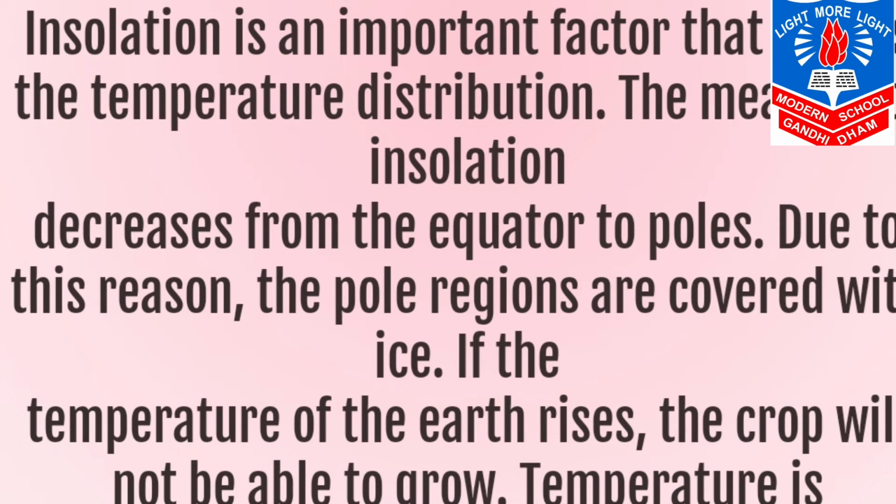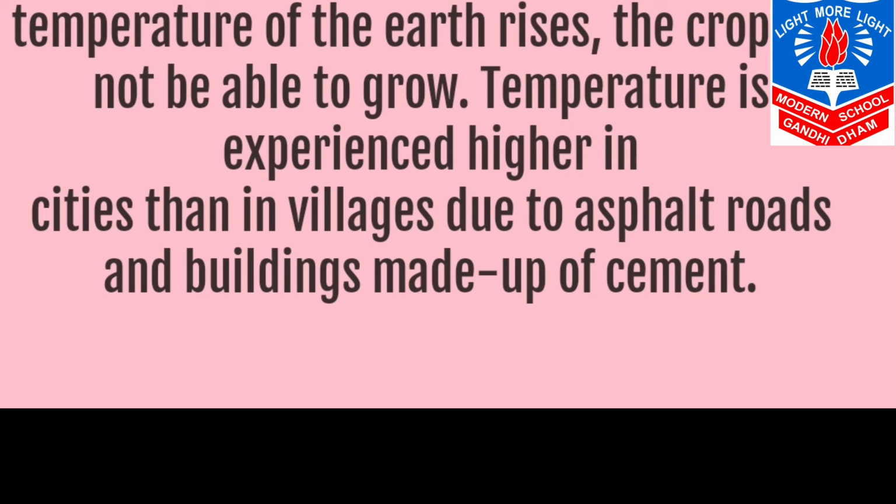Now if the temperature of the earth rises, then the crops will not be able to grow there. Temperature is experienced higher in the cities than in villages, due to asphalt roads and buildings made up of cement. Asphalt road means डामर, which we call it. It's a black thick substance used for making roads. So due to that substance and buildings that are made up of cement.